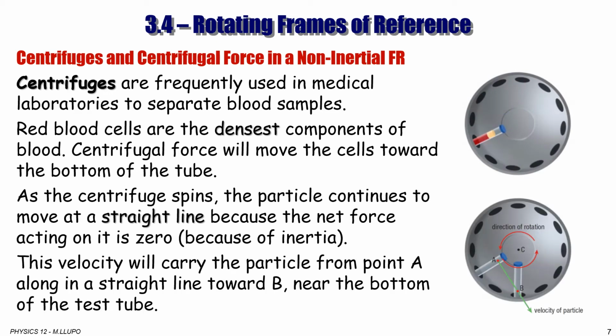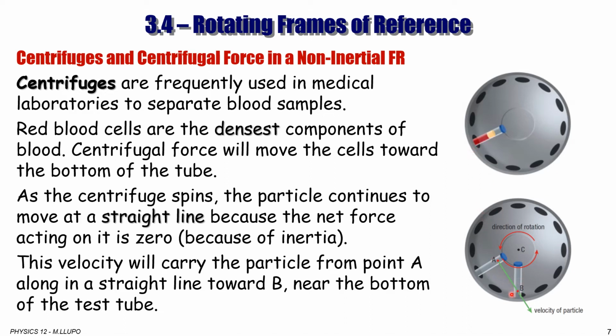But how is that possible? As a matter of fact, velocity will carry the particle from point A. Let's say that here is one cell. It is at the position A. Since it is free to move, it is going to move in a straight line because of inertia. At a time t2, it is going to be at a point B. But if you see point B relative to point A, it is toward the bottom of that test tube.